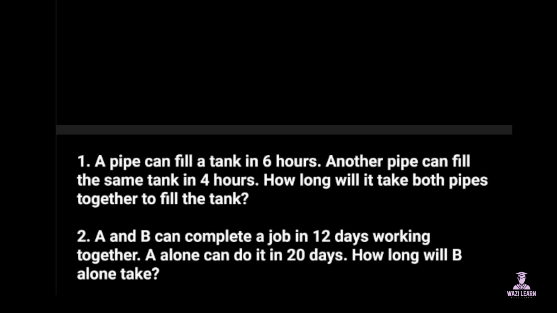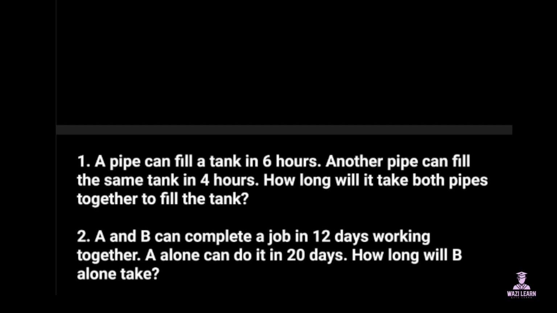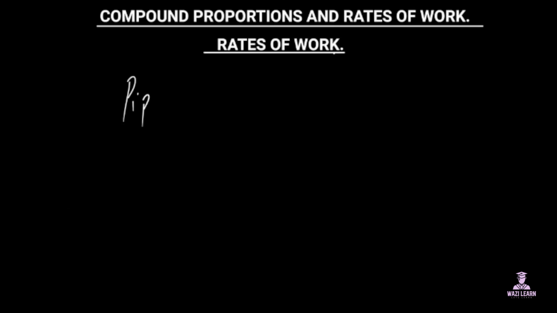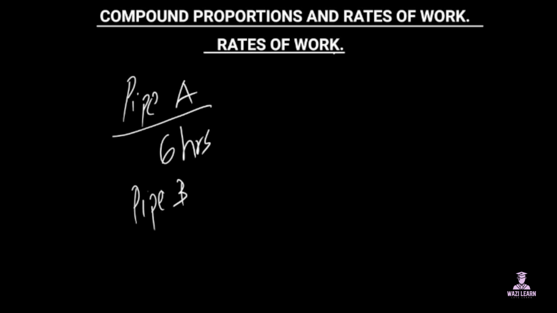A pipe can fill a tank in 6 hours. Another pipe can fill the same tank in 4 hours. How long will it take both pipes together to fill the tank? So let's say pipe A takes 6 hours to fill a tank. Pipe B takes 4 hours to fill the same tank.